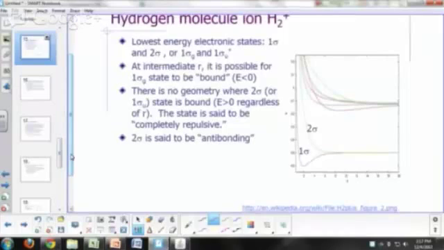Right, so these are the lowest electronic states for the H2+ ion. Okay, you'll notice the first sigma, it's down here. You'll notice it has a deep well, you might say. So you have what's called bound states here, right? And so at intermediate distances, it's possible for the two hydrogen nuclei to be bound to each other.